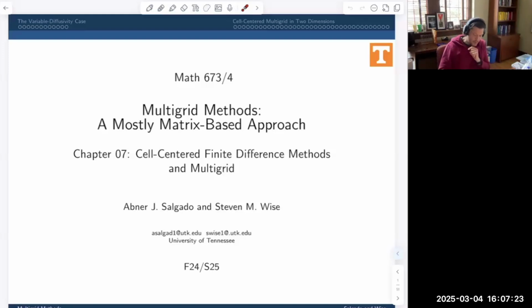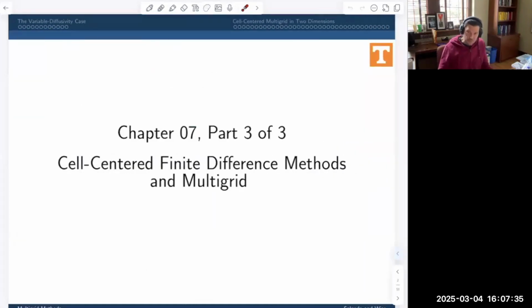Today, we're still in Chapter 7, Cell-Centered Finite Difference Methods and the multigrid solvers that are applicable for those. But at least we're in slide deck 3 of 3, so we're making good progress towards the light at the end of the tunnel. We talked last time about this variable diffusivity case, and we also started talking about cell-centered multigrid in 2 dimensions.